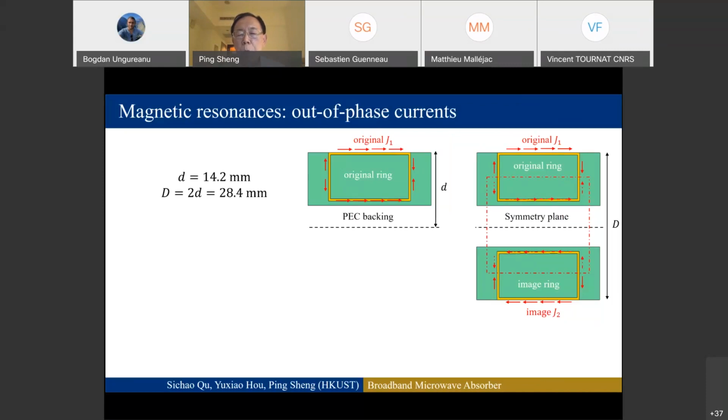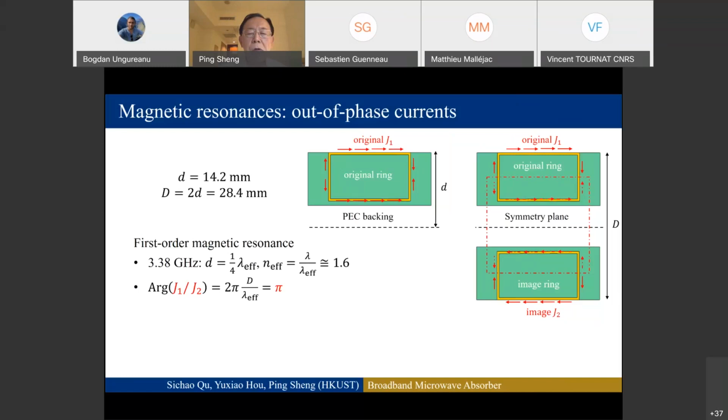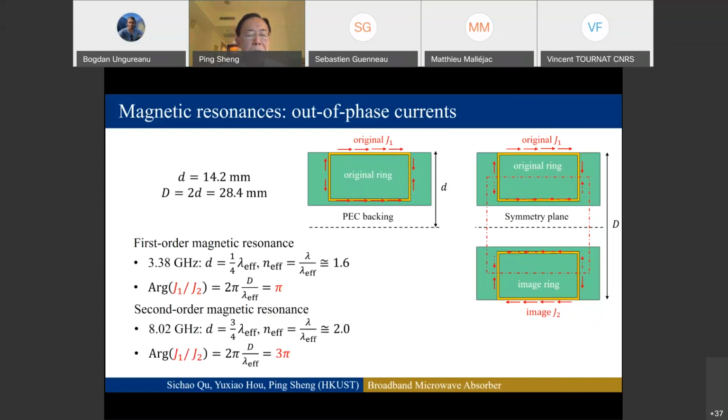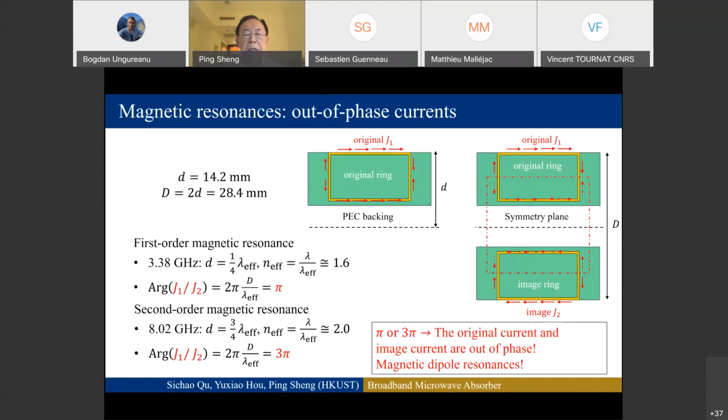And in that sense, we have a pi difference between J1 and J2, and that implies a magnetic dipole resonance. Okay, and here we have taken into account the index of refraction of 1.6 and 2, as I mentioned before, and exactly for the first magnetic high impedance resonance, the phase difference between J1 and J2 is exactly pi. And the second one at 8.02 is exactly 3 pi. So it shows it is really a magnetic dipole resonance. And that's why you have a very high magnetic impedance, or magnetic permeability.